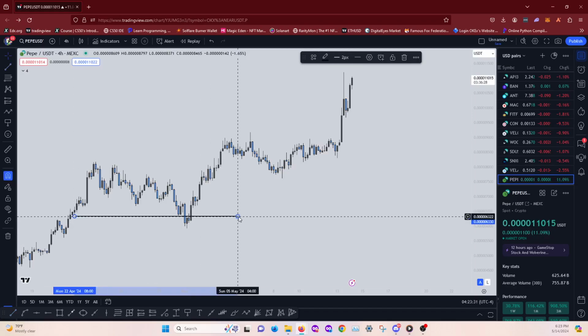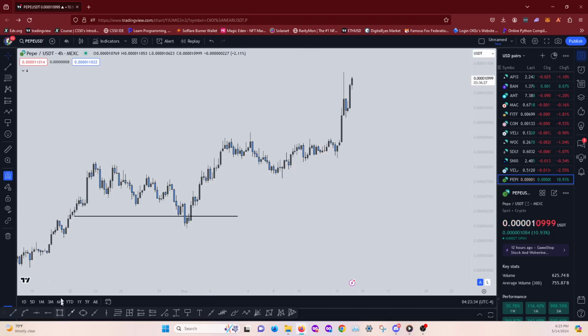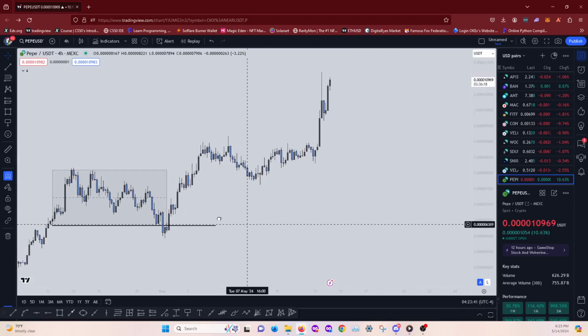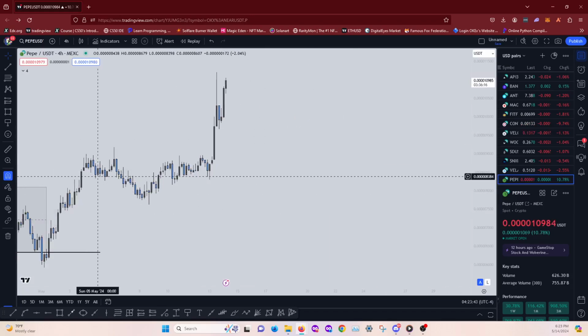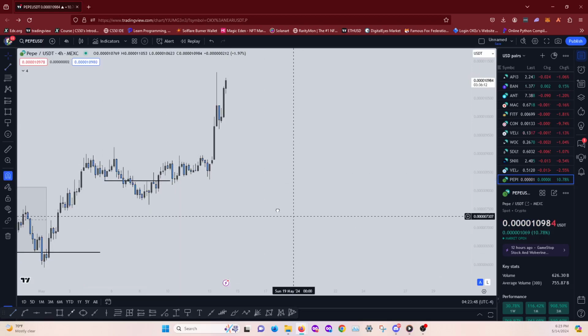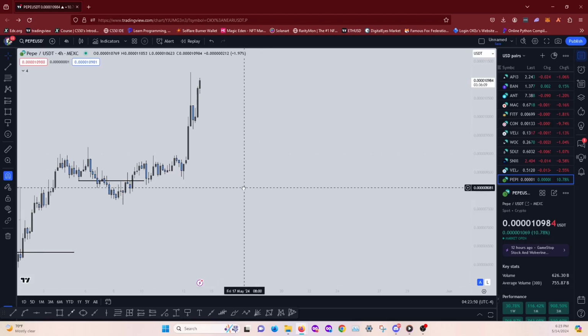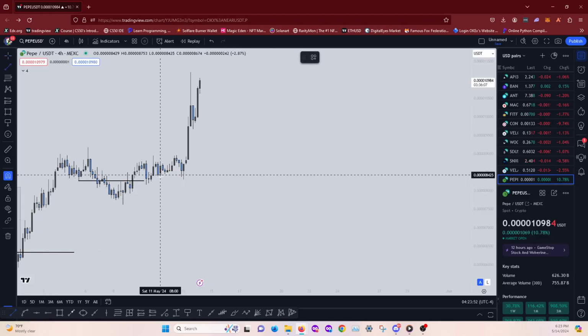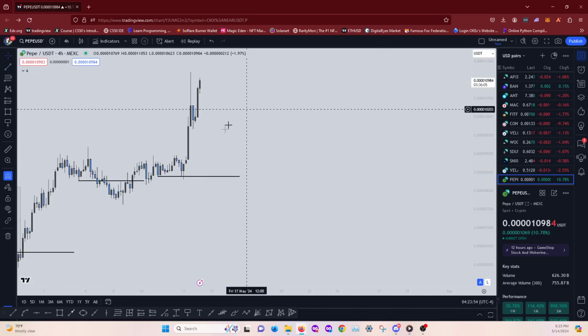Sell side sweep clearly. What's this again? This is turtle soup. So consolidation, sell side sweep, move to the upside. Consolidation again, sell side sweep, move to the upside.